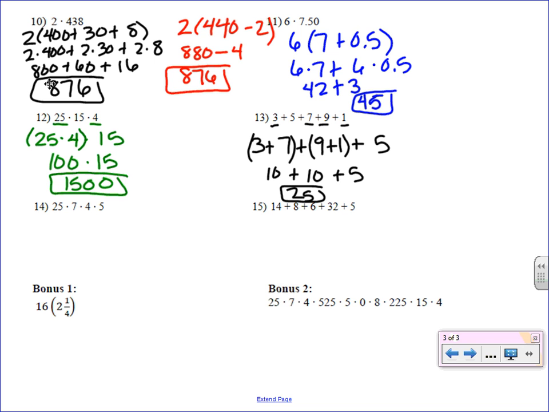Just like in number 12, in number 14, I see a 25 and a 4. So that's kind of convenient. I'm going to put those next to each other, because that'll make 100, and then I'll have 7 times 5 next to each other. I'll do the 7 times 5, because that's pretty easy to do. And then the 25 times 4 is 100. 7 times 5 is 35. 35 times 100 is just 35, with the 2 zeros at the end.